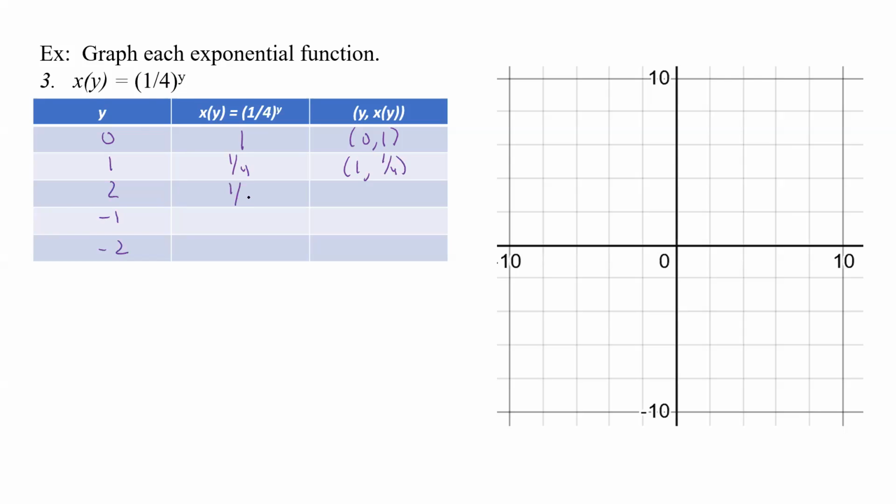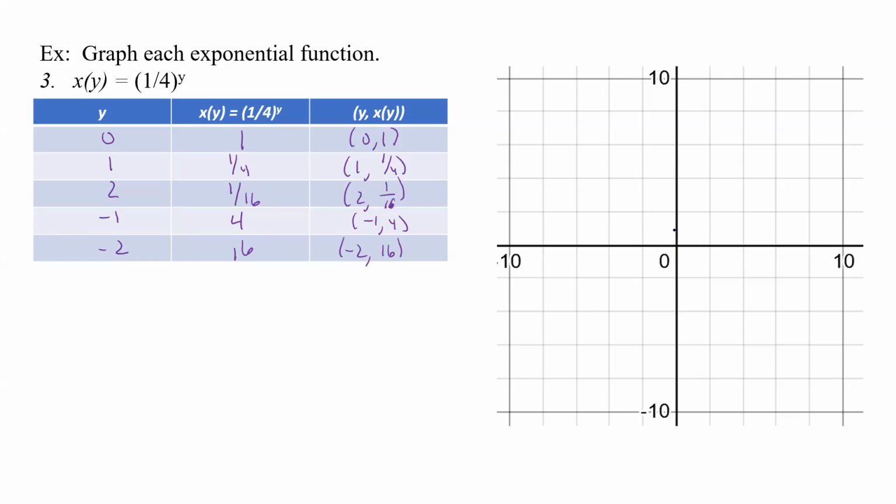Now if we plug in a 2 here, that's going to be 1 squared over 4 squared, so that's going to give us 1/16. So we're even getting smaller values here. Now if we plug in a -1, that's going to flip this fraction around, and so that's going to give us a 4. And so that gives us the -1, 4. And if we take it to the -2, it flips it over, makes it 4 to the second, and 4 to the second gives us a +16. And so we have that.